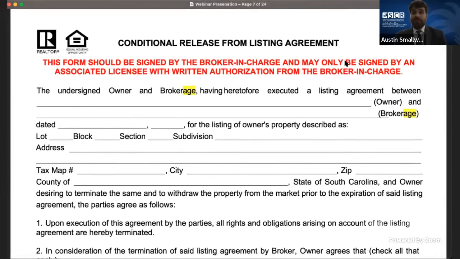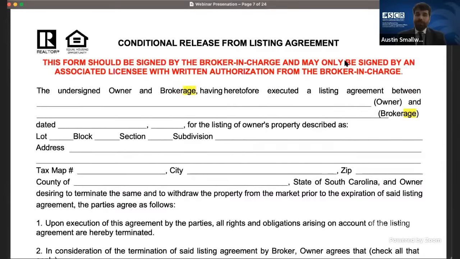The next change is to the conditional release from listing agreement, as well as the conditional release from buyer agency agreement. These are the forms that can be used in order to release a buyer client or a seller client. There's been a couple of cases in front of the Real Estate Commission this year in which associated licensees, prior to leaving a brokerage, went ahead and signed these agreements on behalf of the brokerage, releasing clients they were working with, and then would take those clients with them when they went to the new brokerage.